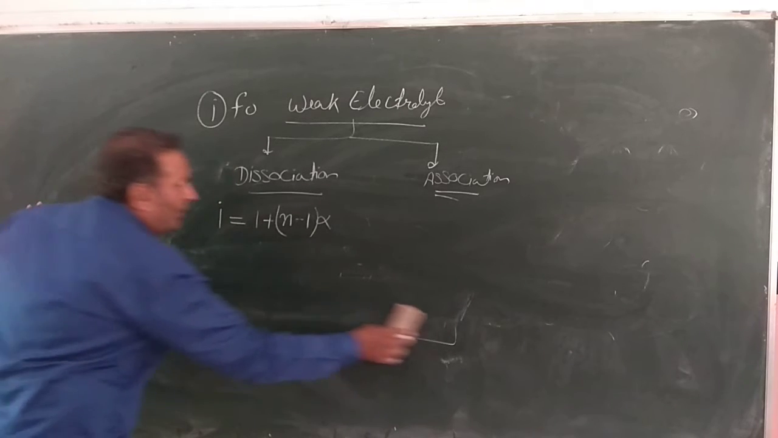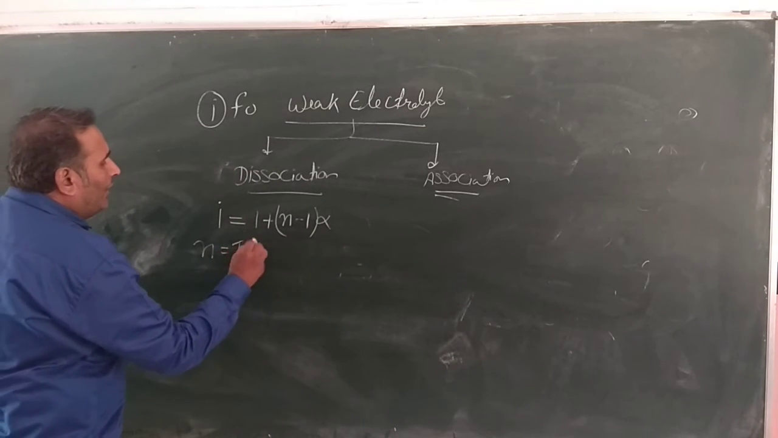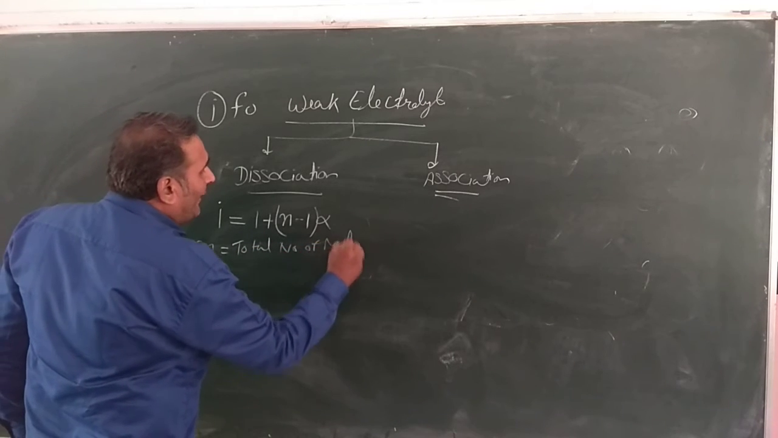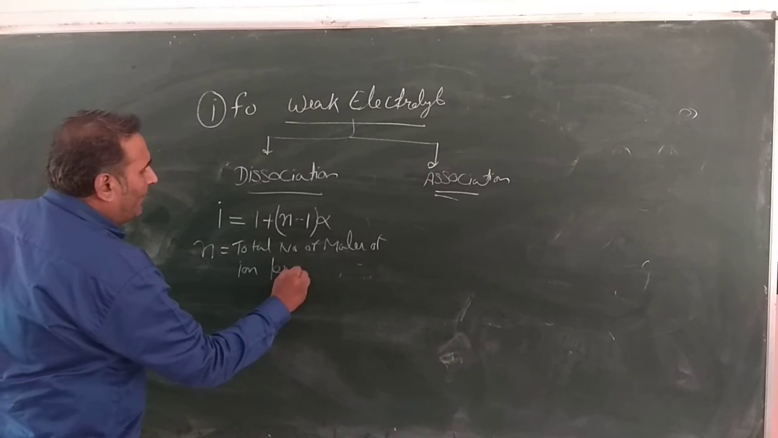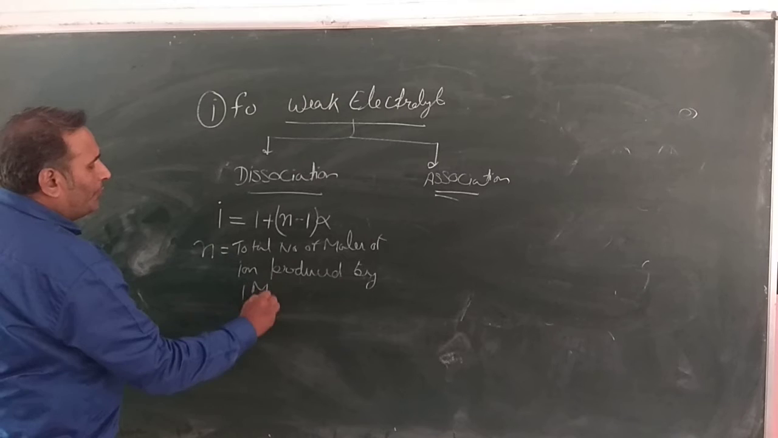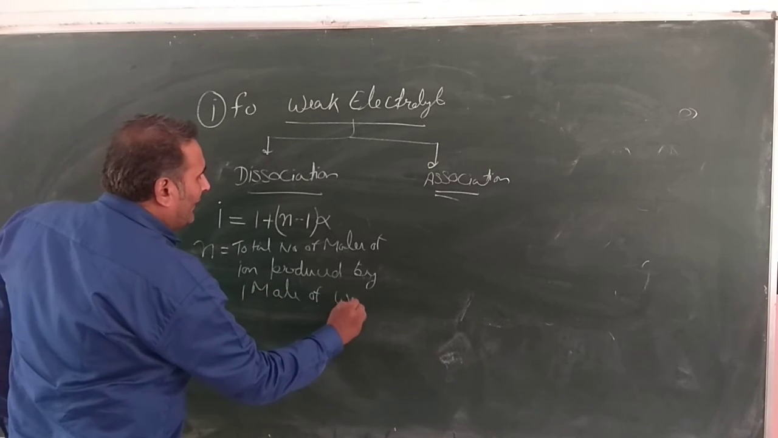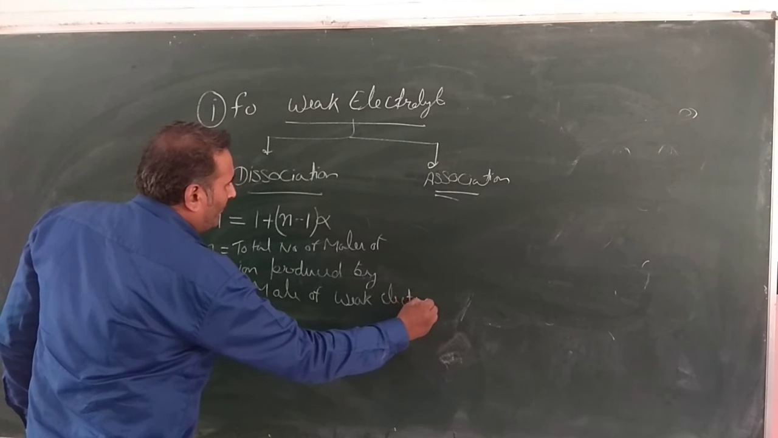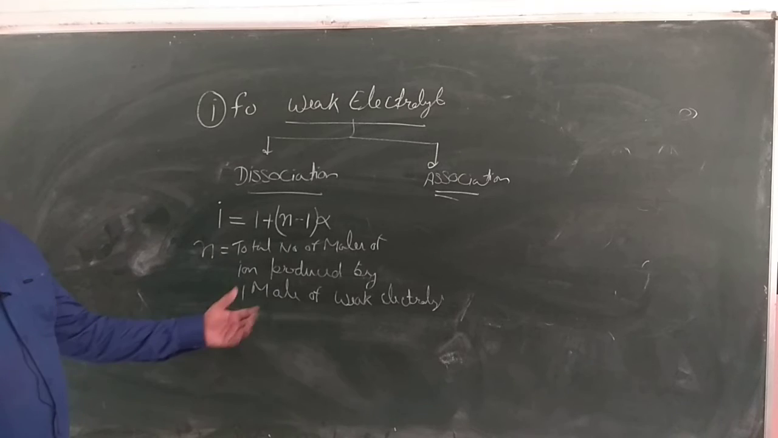N here is the total number of moles of ion produced by 1 mole of weak electrolyte after dissociation.